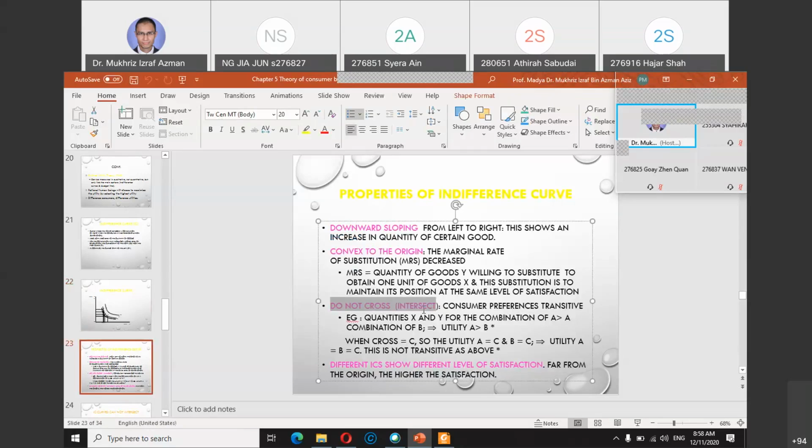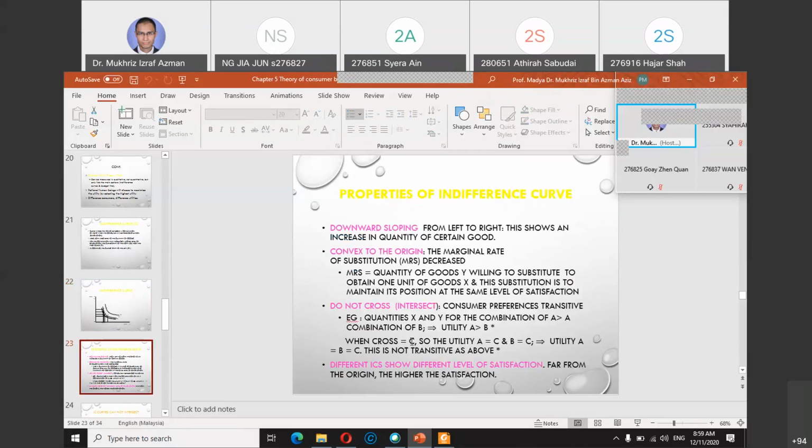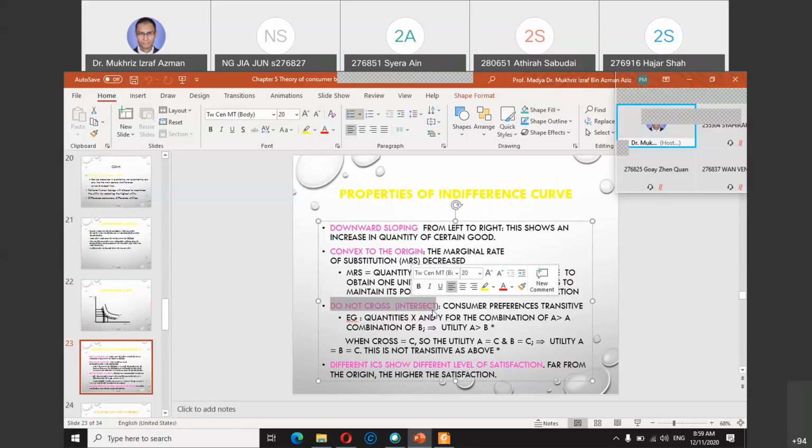Indifference curves do not intersect or cross. One of the conditions of indifference curves is that you cannot have two of them intersect or cross each other, because that violates the assumption of a normal consumer. We will not discuss this in too much detail, but bear in mind that indifference curves do not intersect, because it violates one of the assumptions, especially this point here.